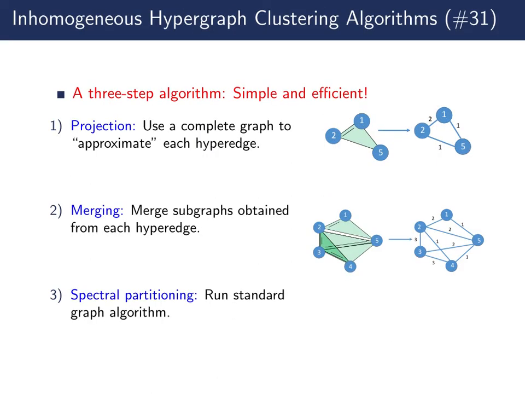We propose an efficient three-step algorithm to solve the inhomogeneous hypergraph clustering problem. The first step is to project each hyperedge into the subgraph and approximate the inhomogeneous weights. The second step is to merge the obtained subgraphs into a new graph. The third step is to perform a standard spectral clustering algorithm on the obtained graph.